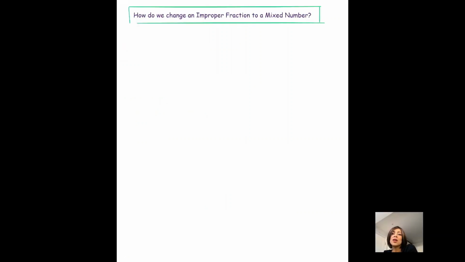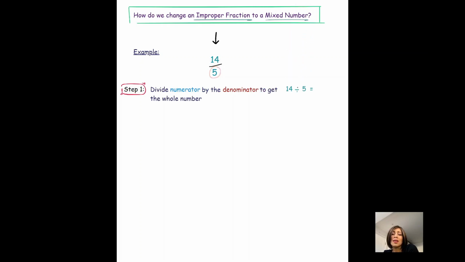Okay, now how do we change an improper fraction to a mixed number? Let's look at a step-by-step guide on how to do this. So the example we start with is 14/5. It's a top-heavy fraction. So step 1, we divide the numerator, which is 14, by the denominator, which is 5. This gives us the whole number. So 14 divided by 5 gives us 2 remainder 4, and 2 is the whole number.